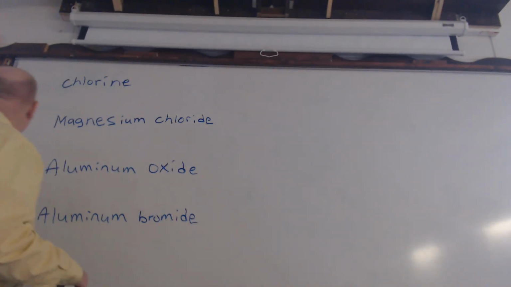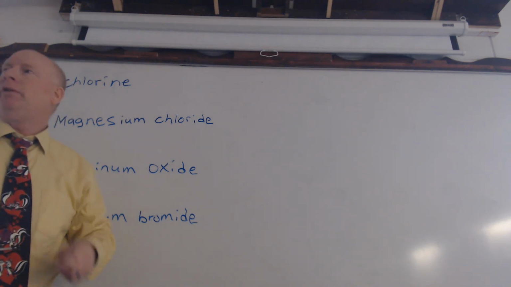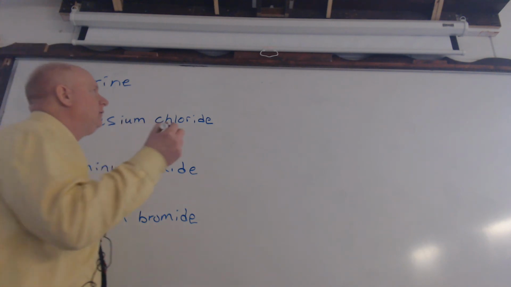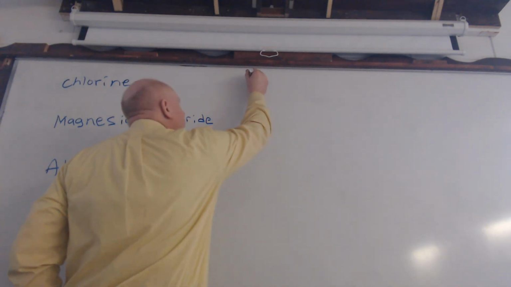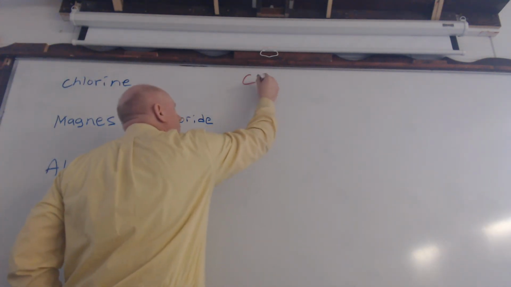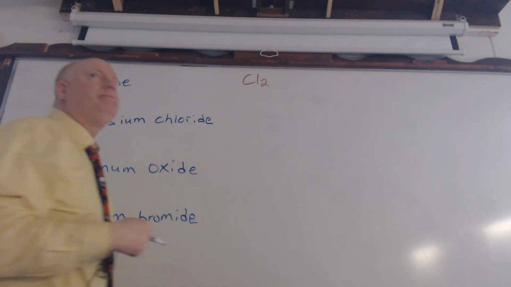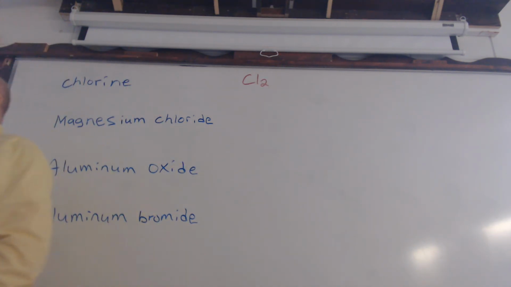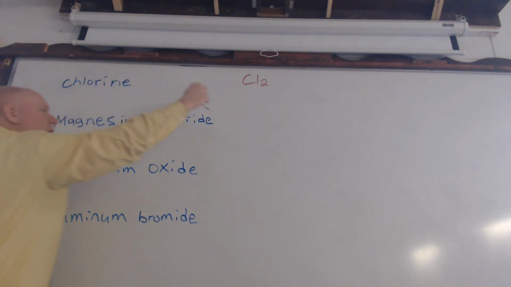Okay. So if we are to write the formulas for each one of these, what is the symbol for chlorine? So it's by itself. Why are we doing that? No. Because it's diatomic. And what do we see here? When chlorine is by itself, you write Cl2.